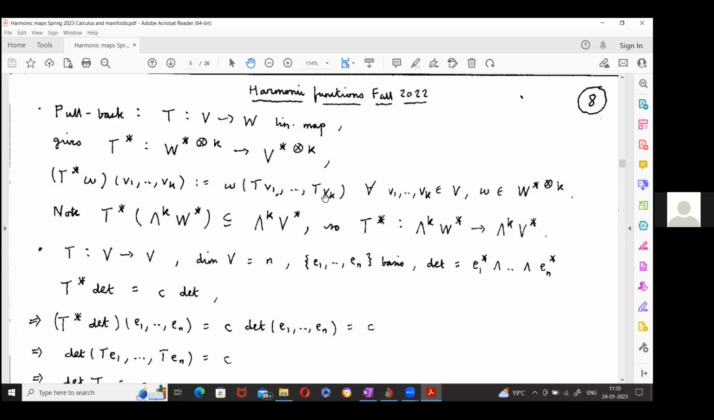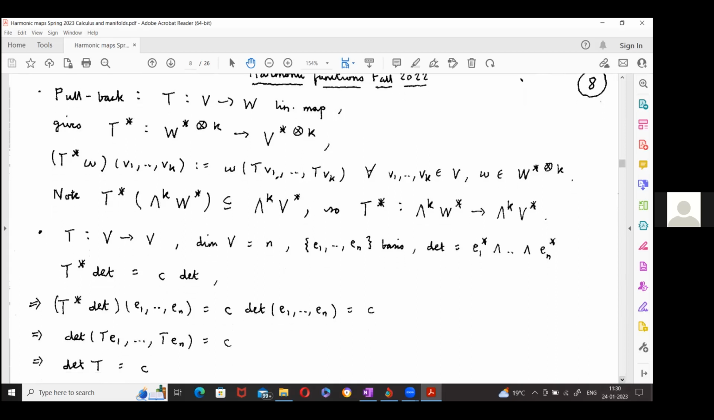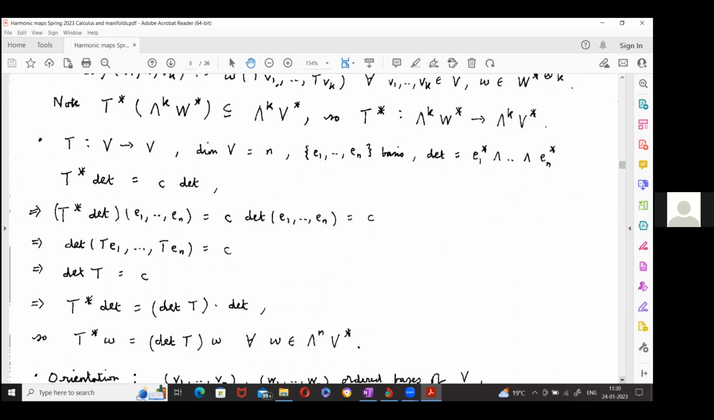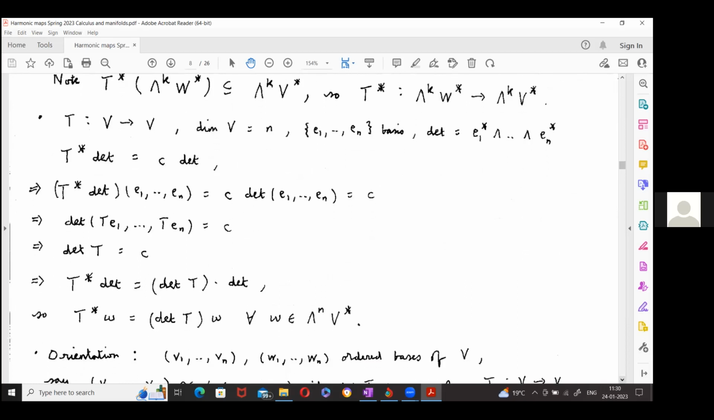And it's clear that the pullback of an alternating form will be an alternating form. Okay, so pullback gives you a map from alternating K forms on W to alternating K forms on V. All right. Now, what happens when you pull back an N form? So suppose T is a linear map from V to itself, where V has dimension N, and E1 to En is a basis of V.